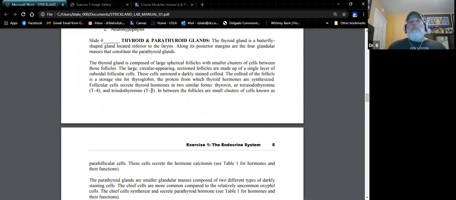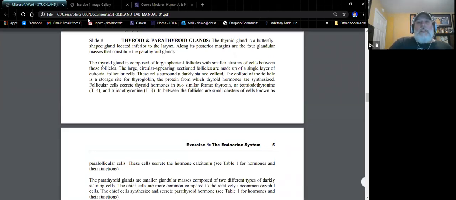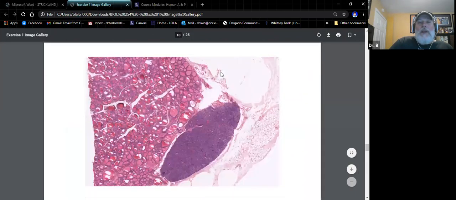Now, there are going to be clusters of cells in between the follicles that kind of fill in the spaces, and those are called parafollicular cells. Those parafollicular cells are going to secrete calcitonin. Calcitonin should ring a bell because we know it's associated with the skeletal system and regulation of blood calcium levels. All right, remember calcitonin is going to turn on osteoblastic activity and help bring down blood calcium levels. Whereas parathyroid hormone, which obviously is going to be secreted by the parathyroid gland, does the opposite and helps to raise blood calcium levels. All right, but let's take a look at the thyroid and parathyroid.